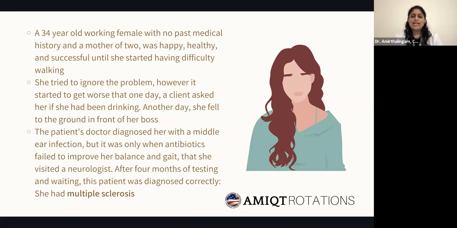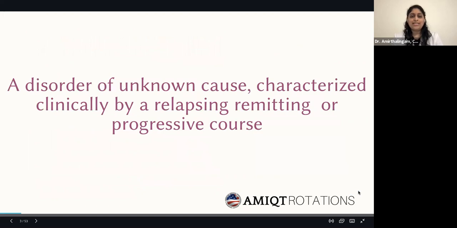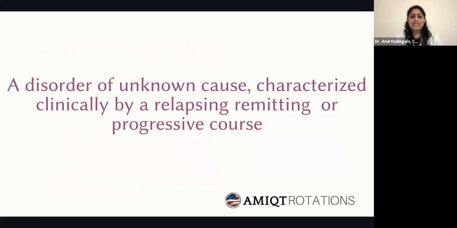The patient's doctor diagnosed her with a middle ear infection, but it was only when the antibiotics failed to improve her balance and gait that she visited a neurologist. After 4 months of testing and waiting, this patient was diagnosed correctly. She had multiple sclerosis. Multiple sclerosis, or MS, is a disorder of unknown cause, characterized clinically by a relapsing, remitting, or progressive course.